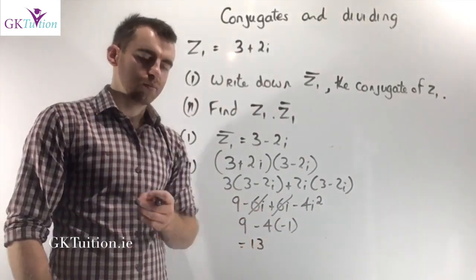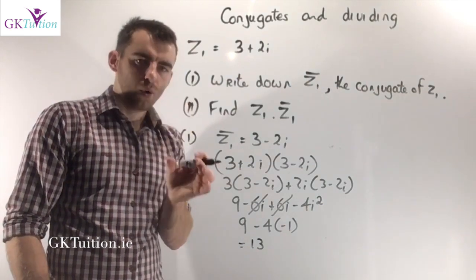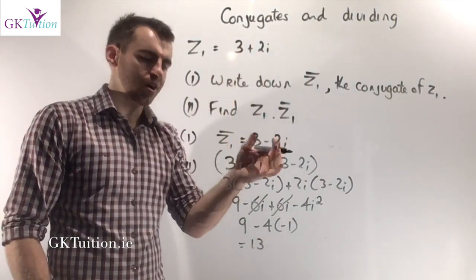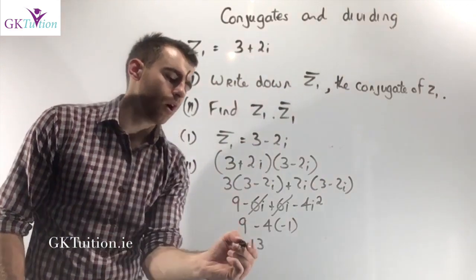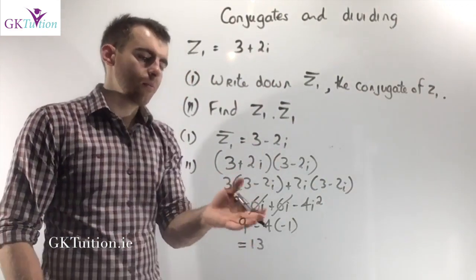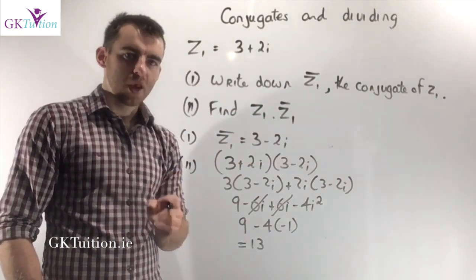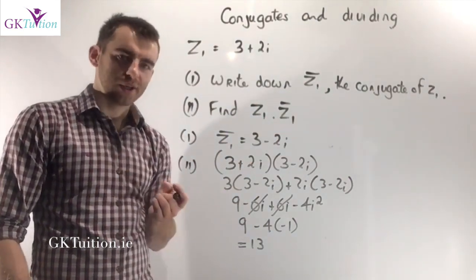Or you could write it as 13 plus 0i. But the whole point of conjugates is that when you multiply a complex number by its conjugate, the imaginary numbers always cancel each other out. So now I'm happy, I know that Z1 multiplied by its conjugate is just 13. With that in mind, let's practice a few questions.